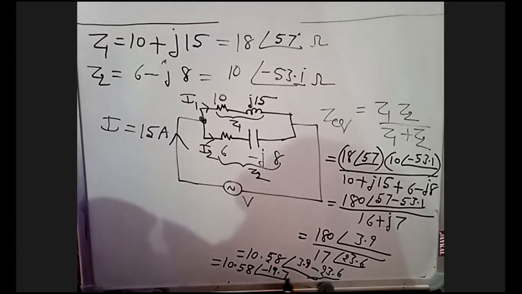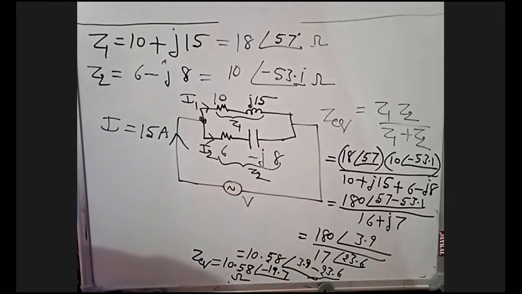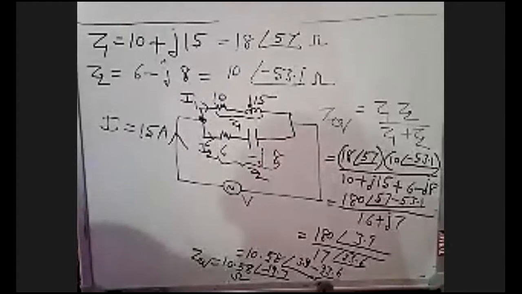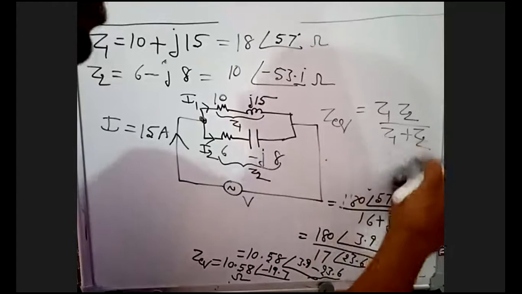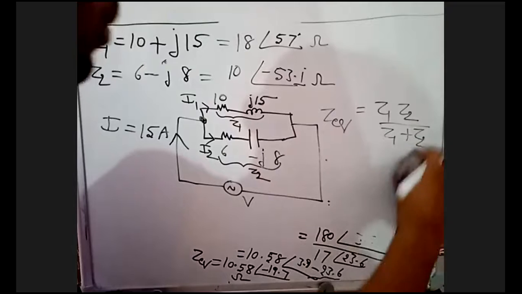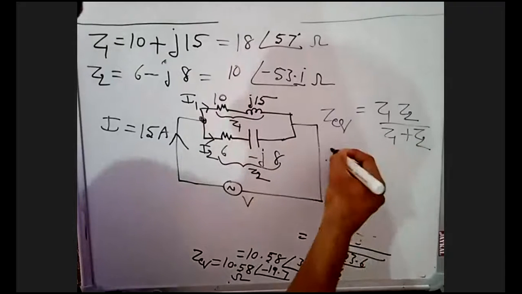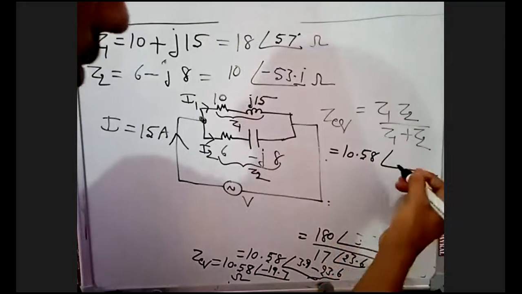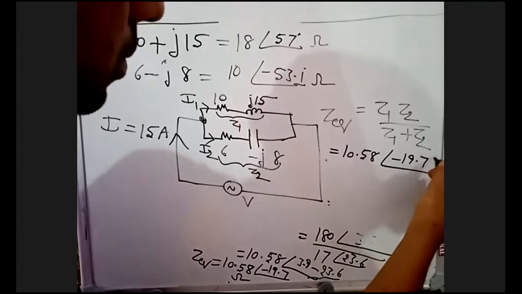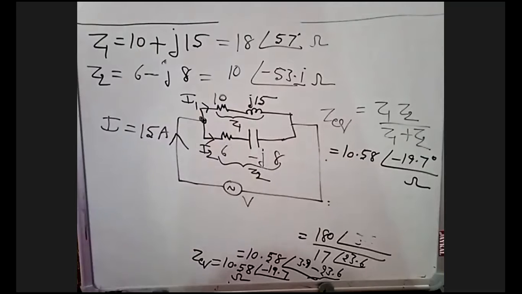Ohms. Okay, now I have calculated the Z equivalent. Our Z equivalent is, I'm writing here. This is your Z equivalent.